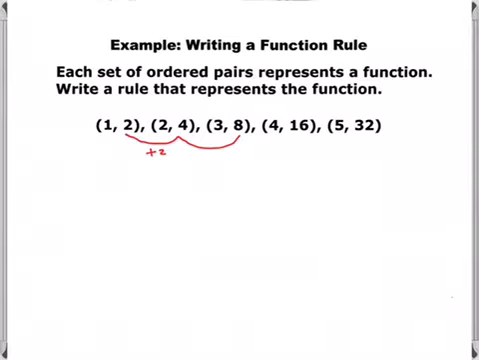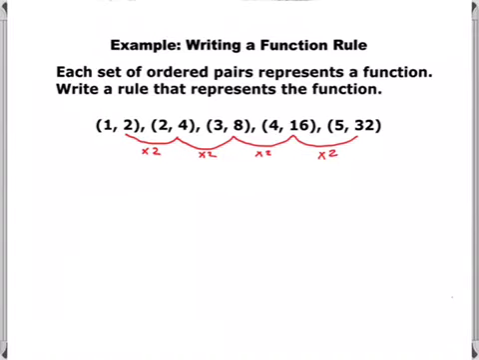Okay, so let's go back to the beginning and say, instead of +2, what else could be taking place here? Well, 2 to 4 could be ×2. And then from 4 to 8, that's ×2. And then 8 to 16, ×2. And then 16 to 32, ×2.